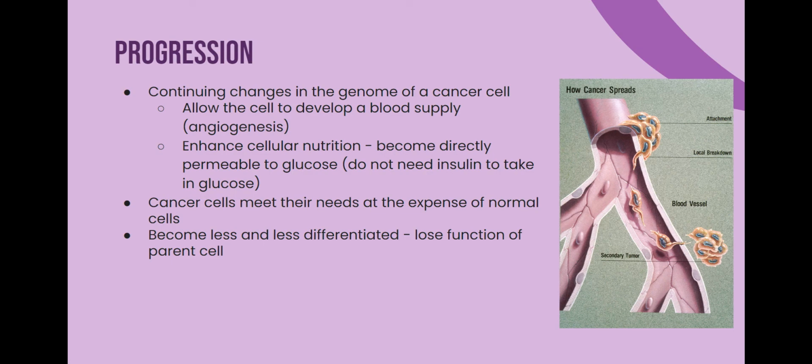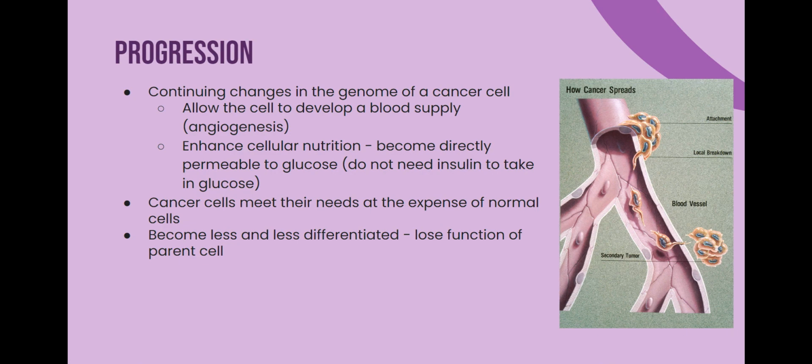And there are also changes that will enhance cellular nutrition. So the cell membrane in a cancer cell becomes directly permeable to glucose. It doesn't need insulin to open the door. It'll take up all the sugar. It will grow faster in the presence of insulin because now it really has a lot of fuel, but it doesn't strictly need insulin. So even if the host has poor nutrition, which happens often in cancer, this tumor cell is going to get what it needs.